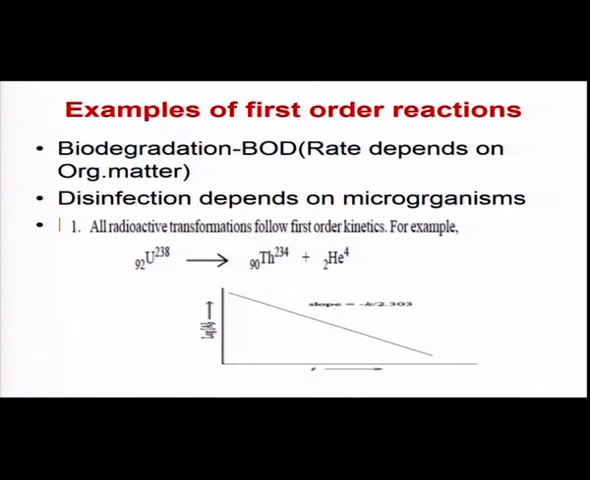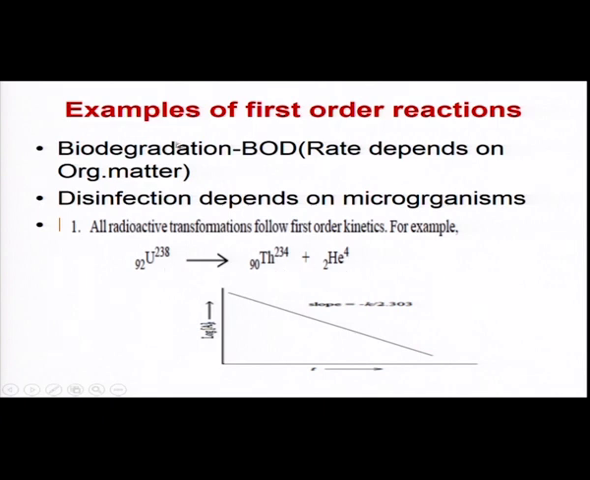Some examples that follow first order reaction are well established in the literature. For example, especially in wastewater treatment, the biodegradation of organic matter, we follow BOD, biological oxygen demand. The rate depends on the organic matter actually present in the water, normally measured as BOD. Similarly, disinfection for killing microorganisms also depends on the microorganism concentration. So, these are all first order. In the biological reaction, it depends on the organic matter, the BOD, whereas in disinfection, killing the microorganism depends on the microorganism concentration. Similarly, all nuclear reactions are first order kinetics, for example uranium disintegration, uranium 238 converting into thorium by emitting alpha rays.